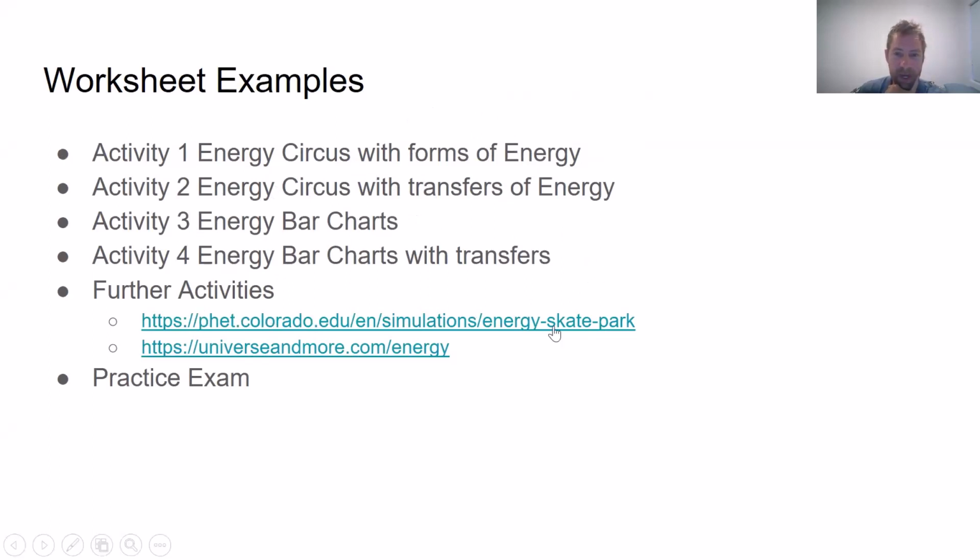The PhET simulation, the energy skate park, some of you may have found that already. That has bars. Universe and more is explicitly set up where you choose the system. So you click, I want this to be the system and this to be the system. And then you make energy bar charts, and it tells you whether you're right or wrong. So if you're leaving things out of the system, it'll force you to put work into the system, for example.